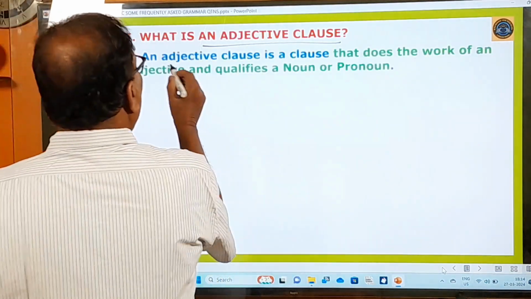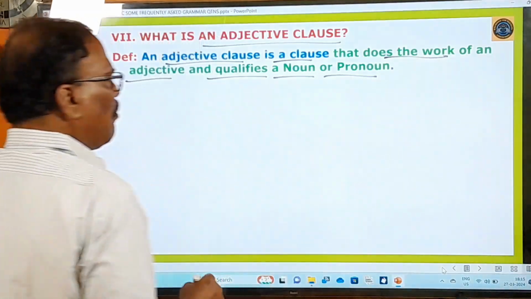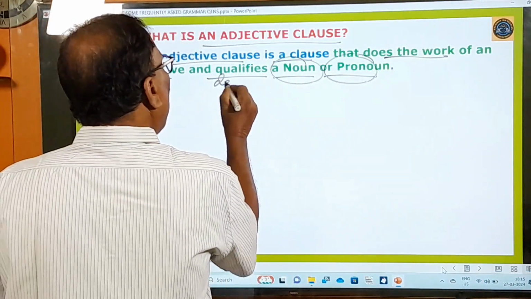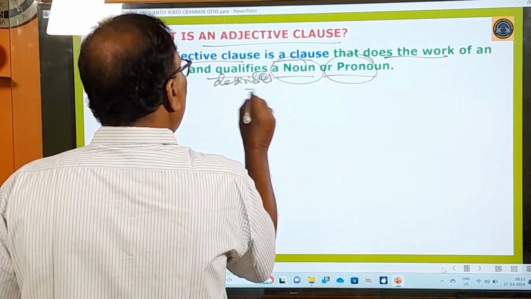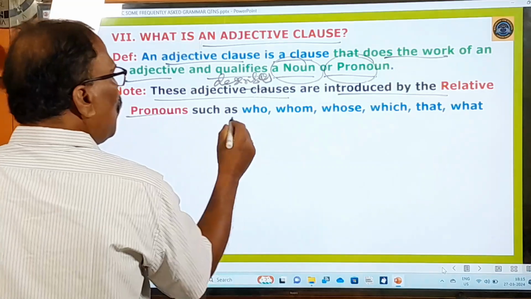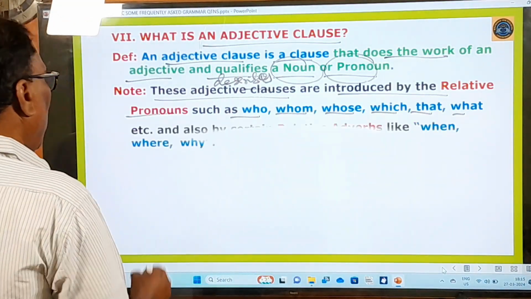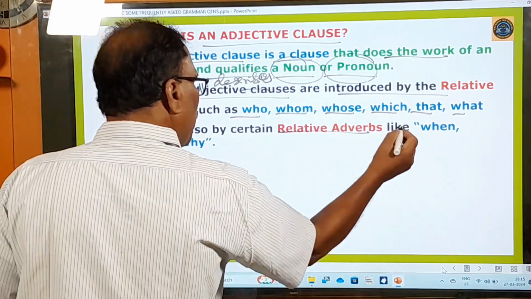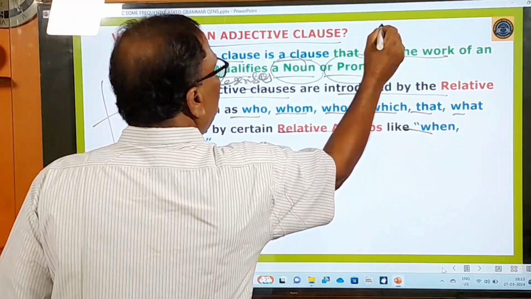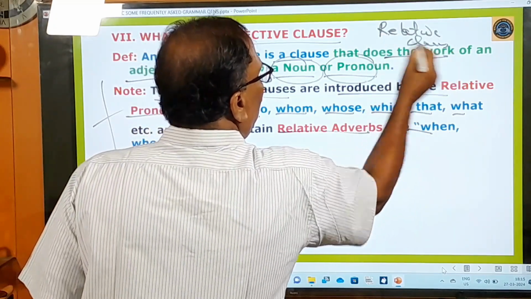An adjective clause is a clause that does the work of an adjective and qualifies a noun or a pronoun. It qualifies what? A noun or a pronoun. Qualifies means describes. And you know very well, these adjective clauses are introduced by the relative pronouns who, whom, whose, which, that, what, etc. And also by certain relative adverbs like when, where, why. Already I have dealt with these. Adjective clauses are called relative clauses.